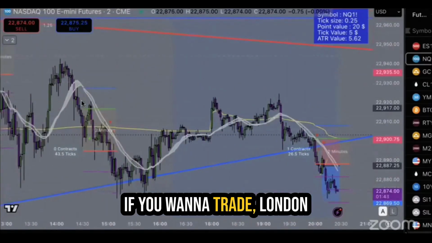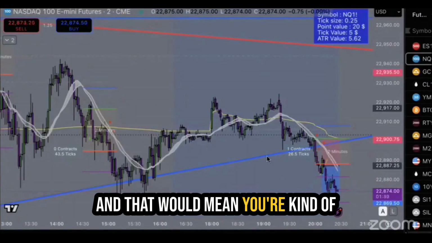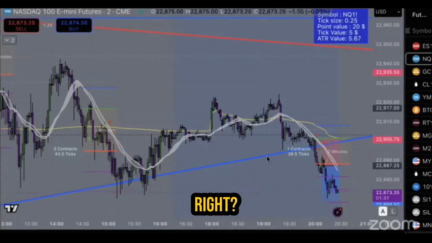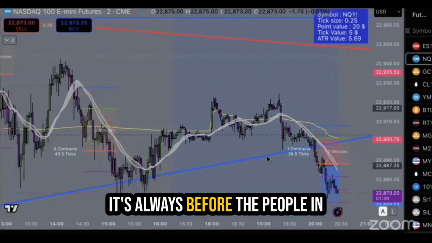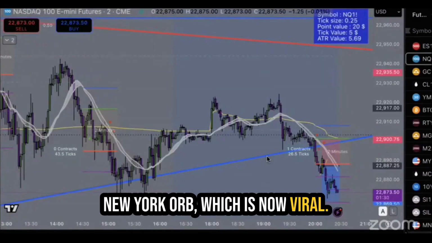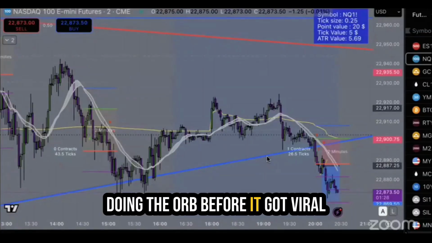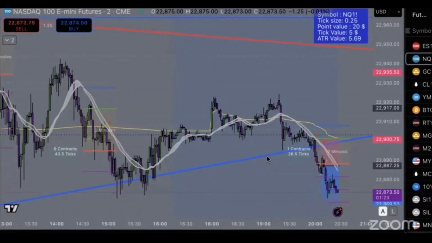If you want to trade London breakout and that's your jam, then program it to that. And that would mean you're targeting the time before London opens, right? That's how London breakout works. It's always before. The people in America or the people trading the New York ORB, which is now viral, right? Which I do want to say we were doing the ORB before it got viral. But I digress. What they're doing is they're actually doing the actual candle of that open. So they're doing it after the fact, right?